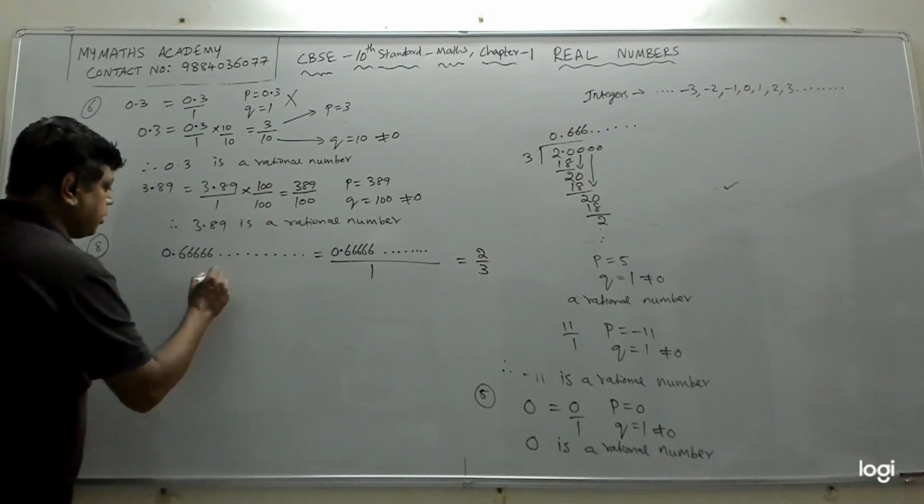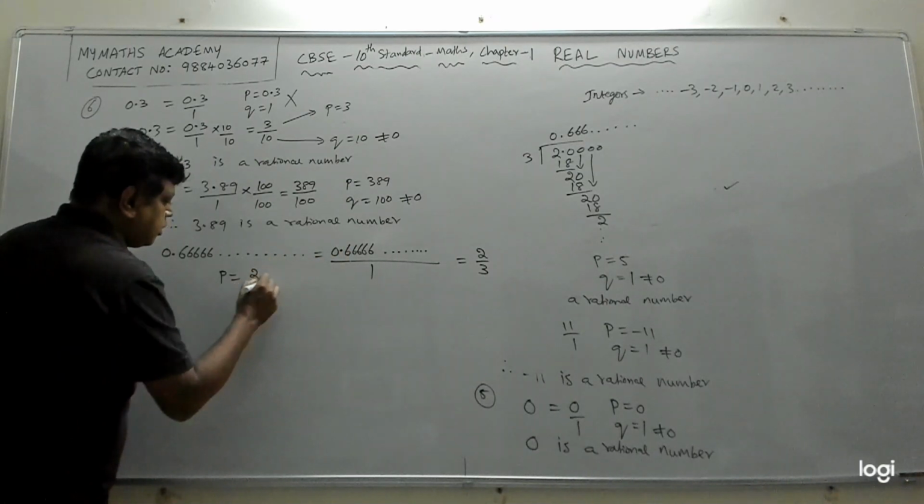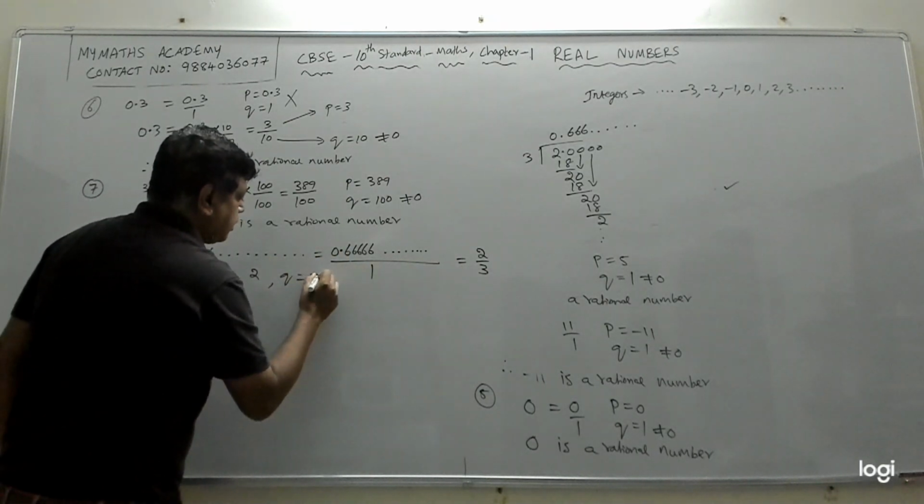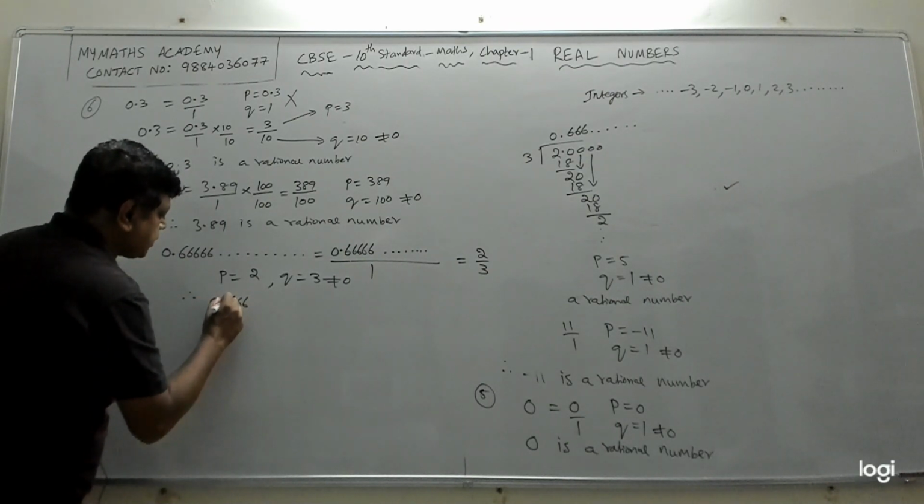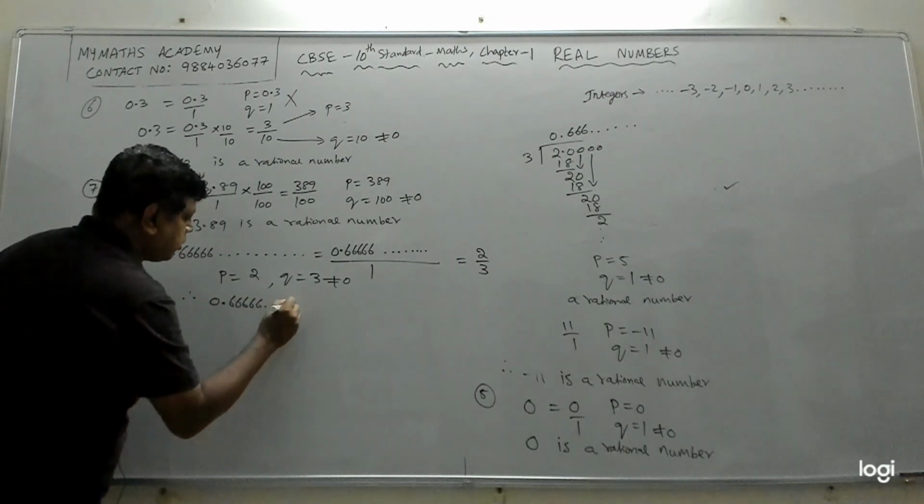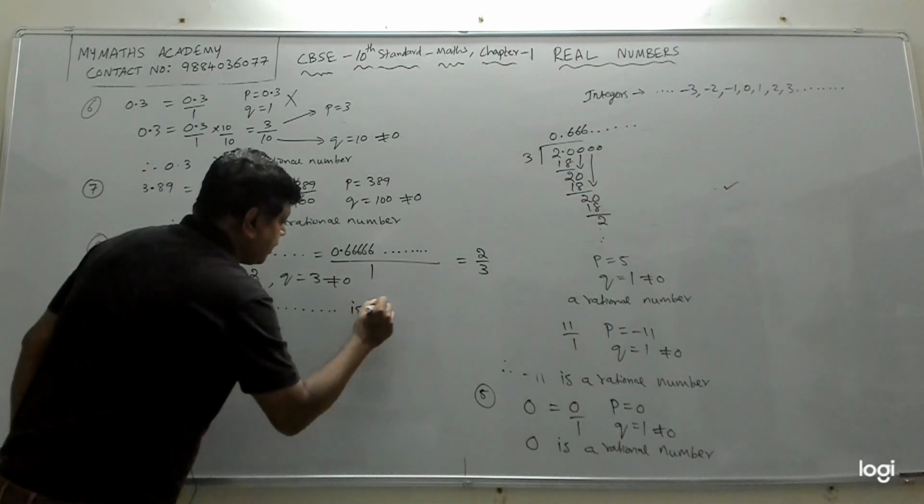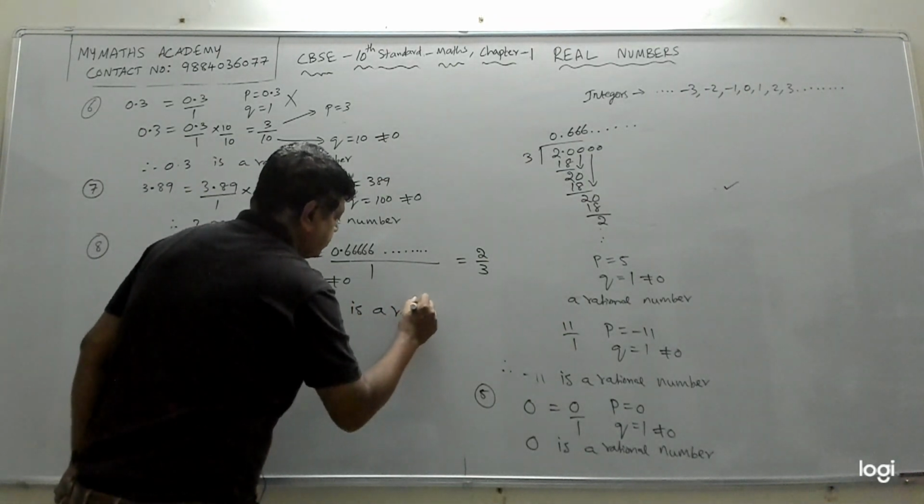So therefore, now here what is P? P is 2. What is Q? Q is 3, which is not equal to 0. Therefore, 0.66666 dot dot dot is a rational number. It's a rational number.